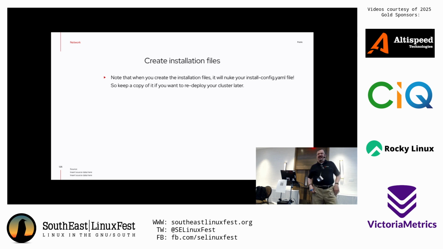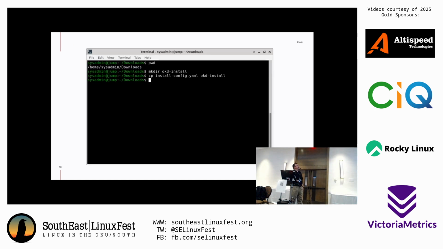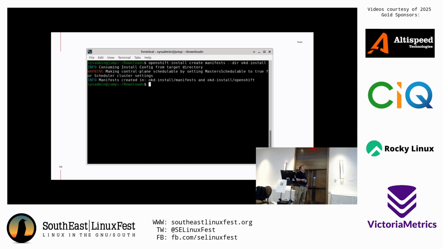And then I ran the installer and I went to go look and it was gone. So be aware that that'll happen. Back it up. Just make a copy of it somewhere. And the way that you do that is I did a directory called OKD install. Copy my file into that directory, not move. Copy your file into that directory. And then run your OpenShift installer.